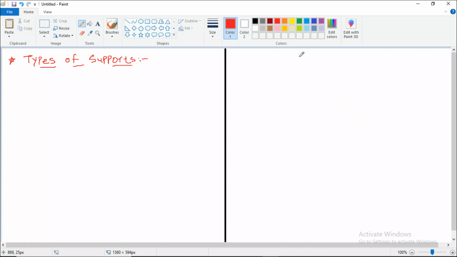Okay, so welcome to this second session of Mechanics of Solids lecture series. Yesterday we have seen different types of loadings. Today we are going to understand about the different types of supports. So in this we'll talk about two main types of supports, that is 2D supports and 3D supports. So first let us start with the 2D types of supports.